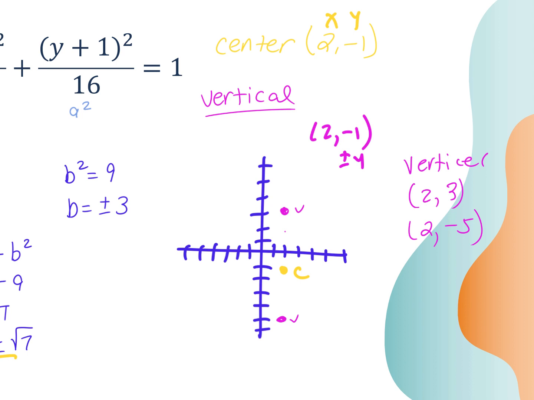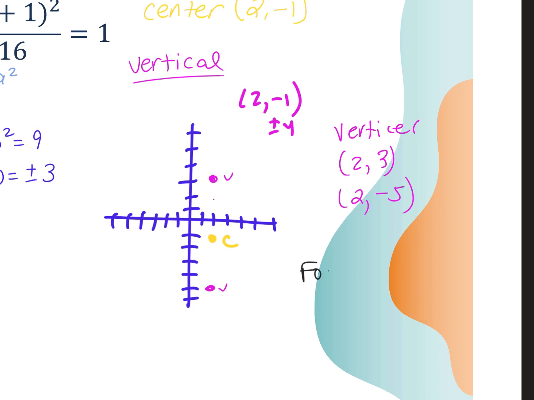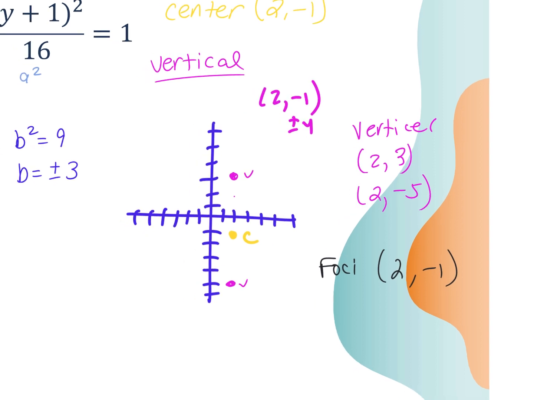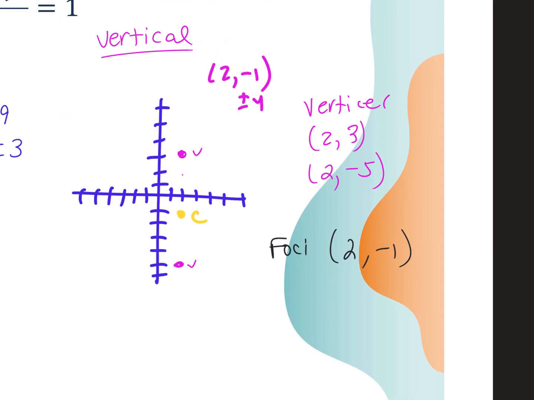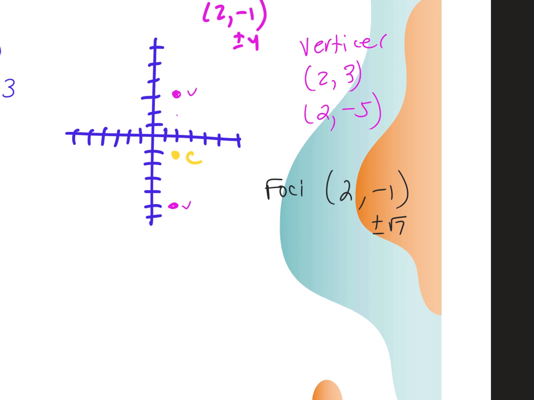Okay. What else is along that vertical, that major? The foci, all right? So let's think about how we find the foci. I'll do it down here. Foci from the center at 2, -1. Again, with the foci we're moving up and down, right? So I'm adding what value to the x or the y? I'm adding plus or minus square root of 7 to the y. Good. So your foci are going to be at 2, -1 plus the square root of 7, right? And 2, -1 minus the square root of 7, correct?